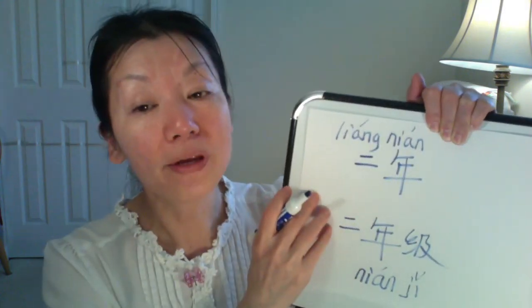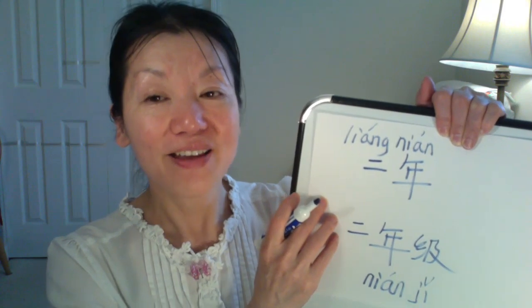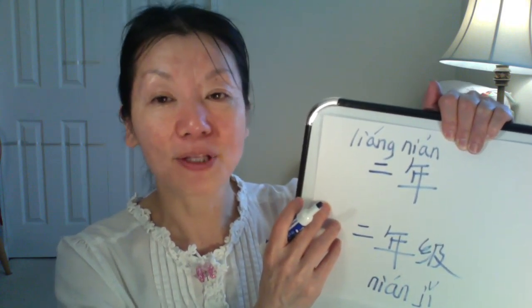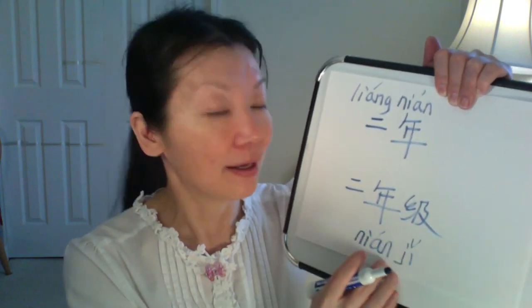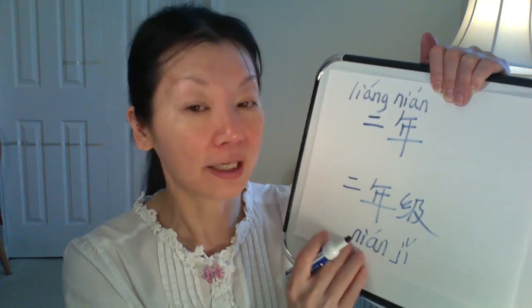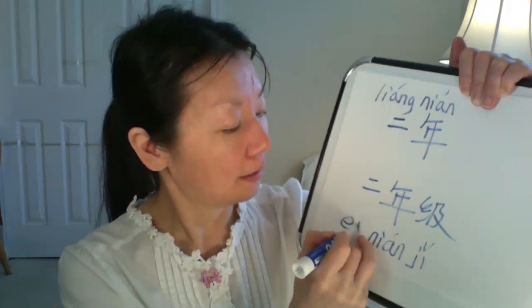两年 means 2 years, okay. Here, 二年级, second grade. We say 二, as when you go to college, the first year and the second year. 二年级, or maybe say 大二. Da er, we're talking about that later, okay?